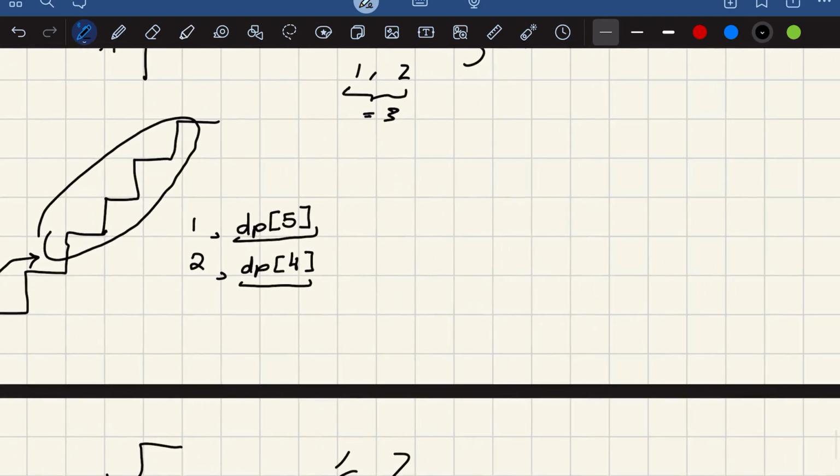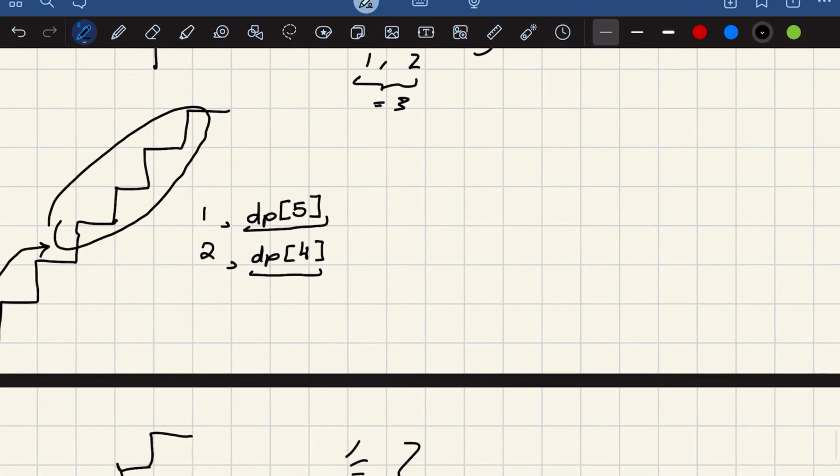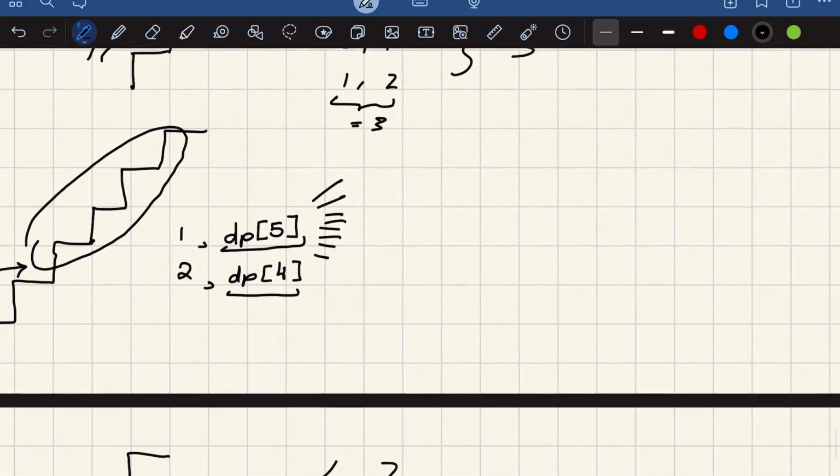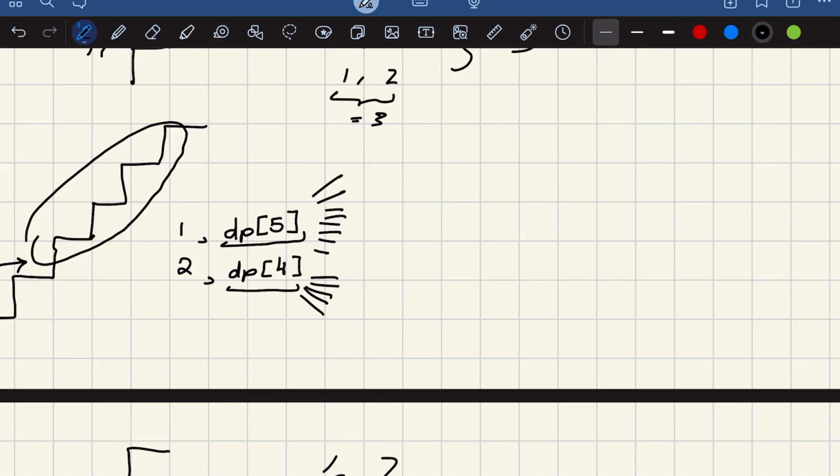And finally, for n equals 6, DP of 5 breaks off into 8: 1, 2, 3, 4, 5, 6, 7, 8. And DP of 4 breaks off into 5: 1, 2, 3, 4, 5.